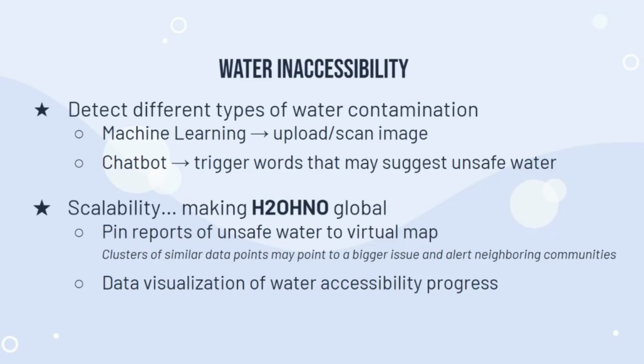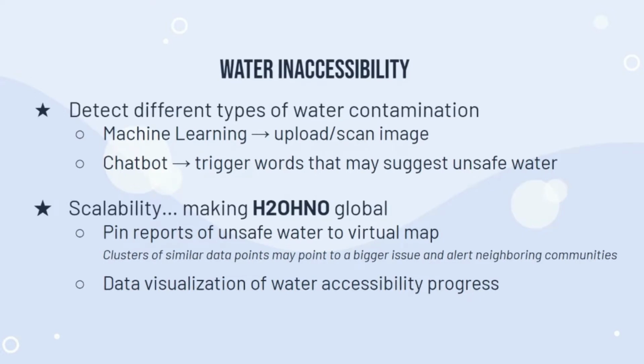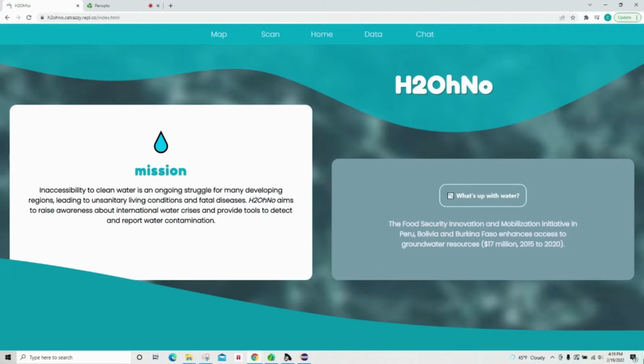So if you see a lot of points all next to each other, that might point to one water supply that is being contaminated and infecting a lot of people. We also include data visualization for global progress in water accessibility. So after creating mock-ups and wireframes of our site, we actually took H2OhNo and turned its designs into a reality and created a minimum viable product with our main functionalities coded and ready to go.